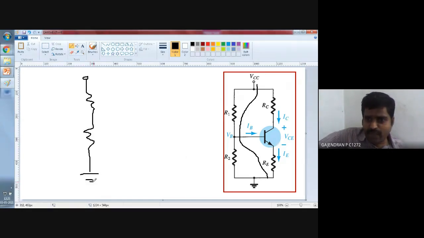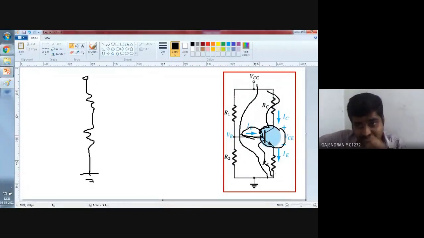I didn't give any bias current. If IB is 0, this circuit will be an open circuit. So in an open circuit, no current will flow in this circuit, correct? So I can skip this portion and let me have this circuit.